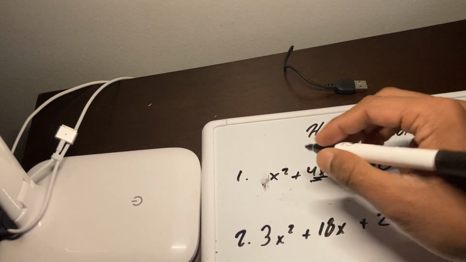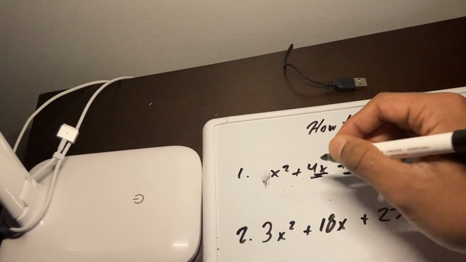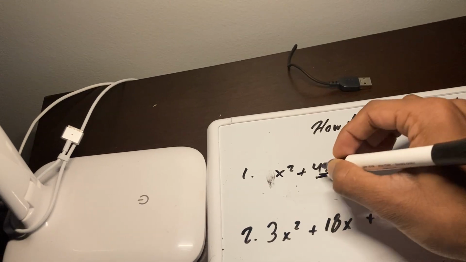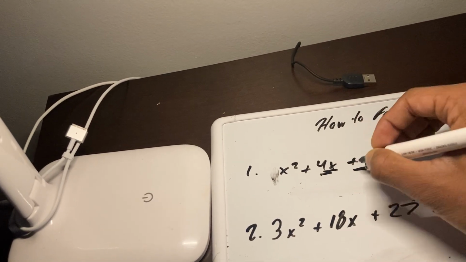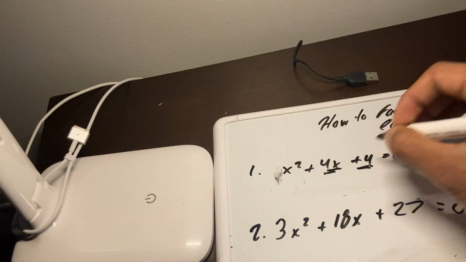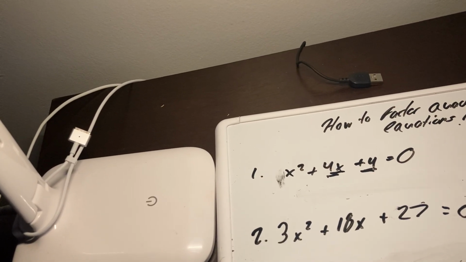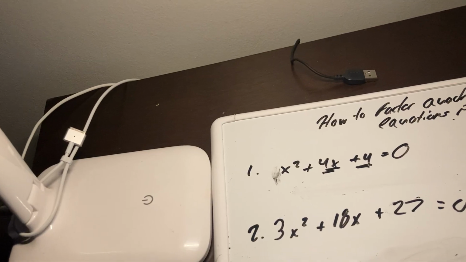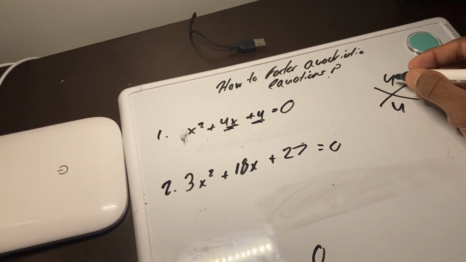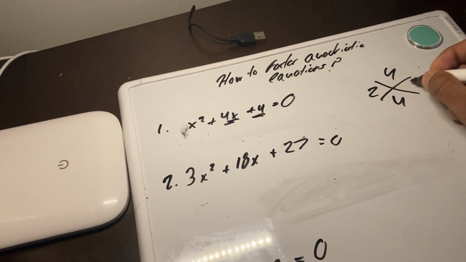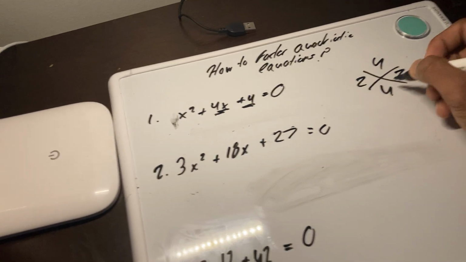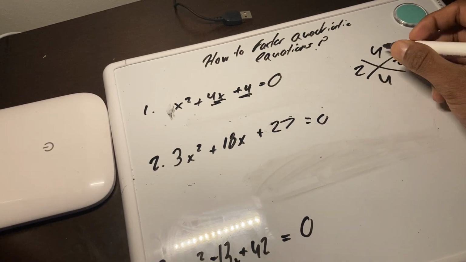These two numbers are really important in this case, because you need to find out what two numbers add up to the middle number, but at the same time multiply to the third number. So we do this, 4 and 4. What two numbers add up to 4, and what two numbers multiply to 4? That'd be 2 and 2, because 2 plus 2 is 4, and 2 times 2 is 4 as well.